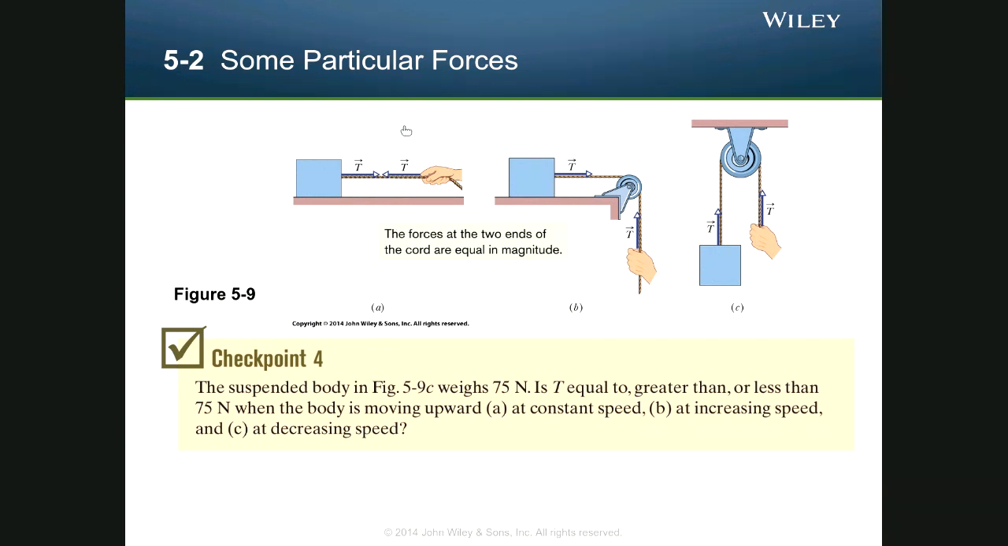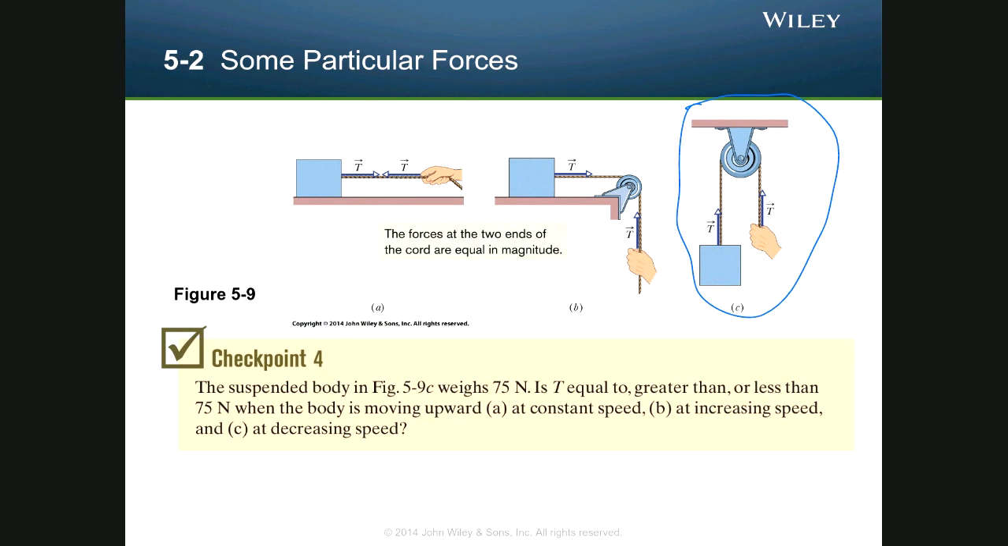However, we have two bodies in each problem. We have the block and the hand, block, hand, and we can see the tension in its different directions in each of these setups. Okay? So now we want to concentrate on this picture, and this picture will help us with our checkpoint.